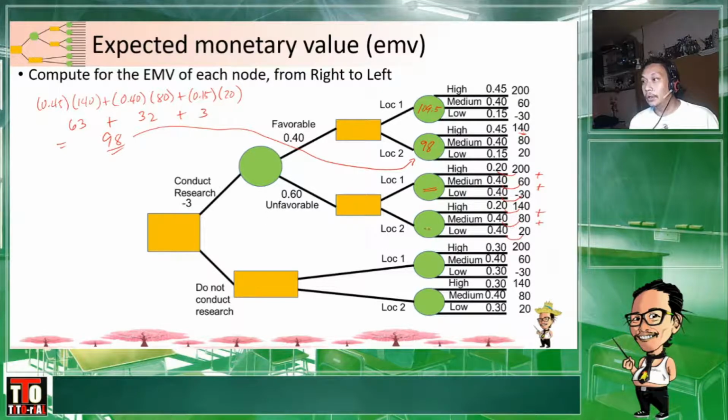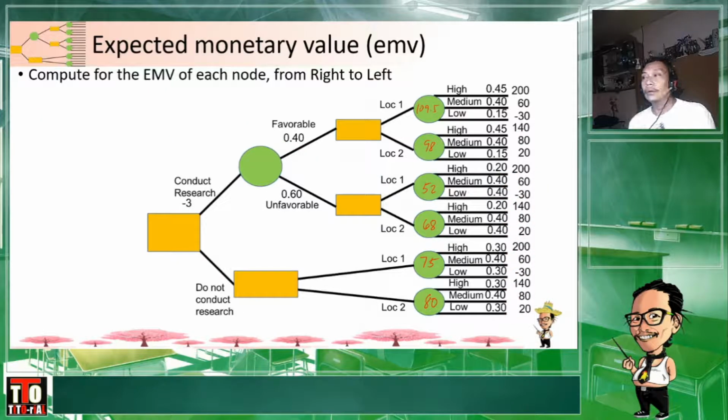Okay? Tapos dito. So, same holds true when we do not conduct research. So, multiply, add, and then this one. Para dito. Okay? Now, bakit ko ginagawa to? Siyempre, I would like for you guys to solve the EMV for each of the state of nature nodes dito sa mga unang circles na to. Okay? Alright. So, I will give you time to do that.